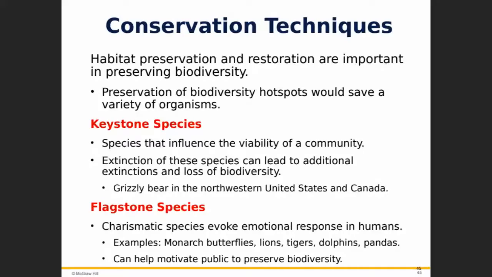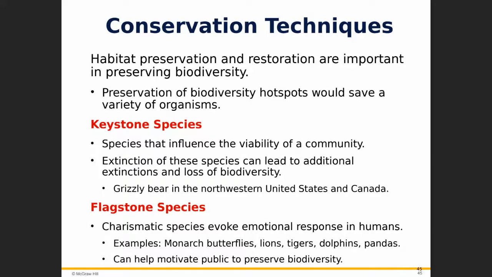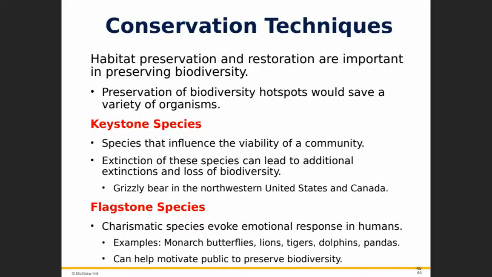Conservation techniques. So, despite the value of biodiversity to our very survival, human activities are causing the extinctions, as we saw earlier in early slides, of thousands of species a year. Clearly, we need to reverse this trend and preserve as many species as possible. Habitat preservation and restoration are the most important to start with in preserving biodiversity. Habitat preservation of a species habitat is a primary concern then.